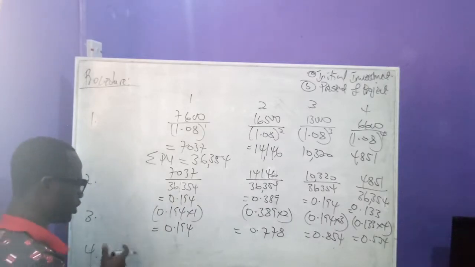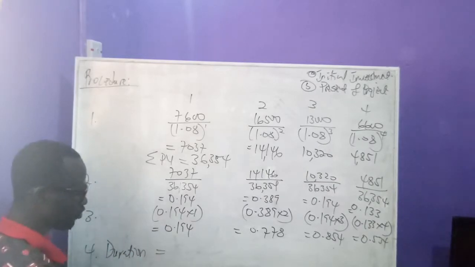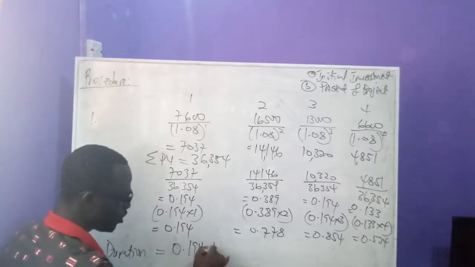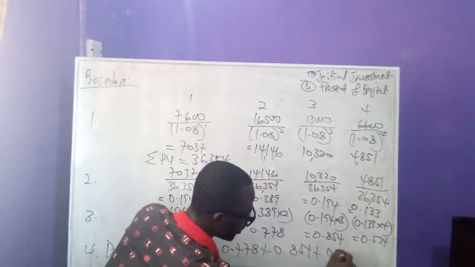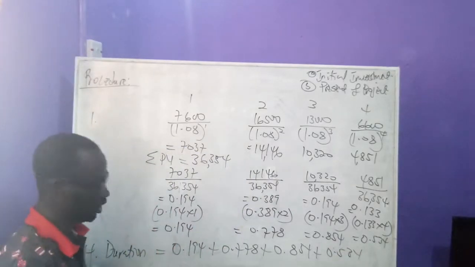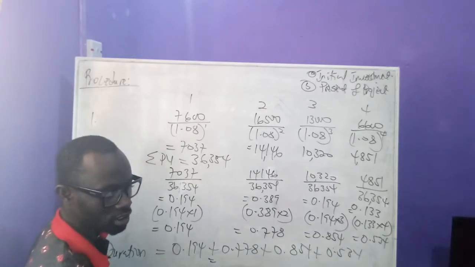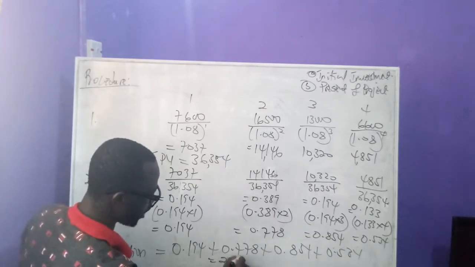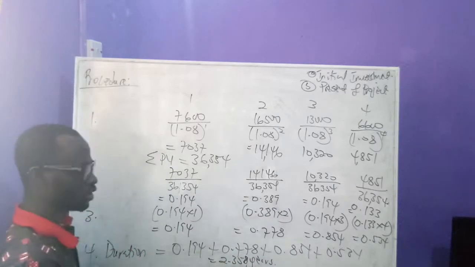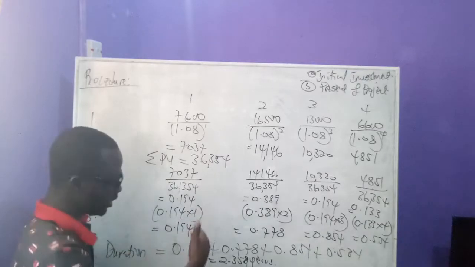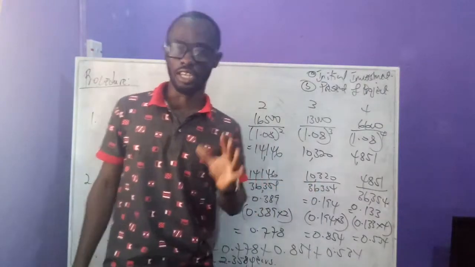Then the final approach is you sum up, and that will give us the weighted average period, and that's the duration. So it should be 0.194 plus 0.778 plus 0.854 plus 0.534. When we add all these up, that gives us our duration, and that should be 2.358 years. You see that it's almost equal to the first one. The first one was 2.332, and this is 2.358 years. So this is how duration is calculated.